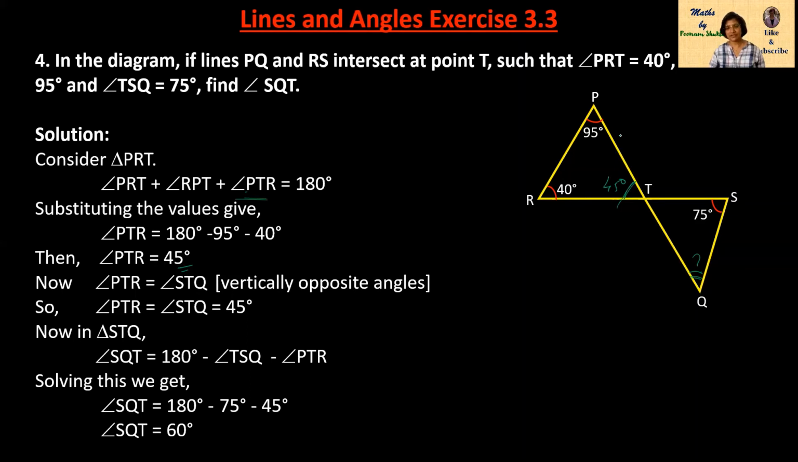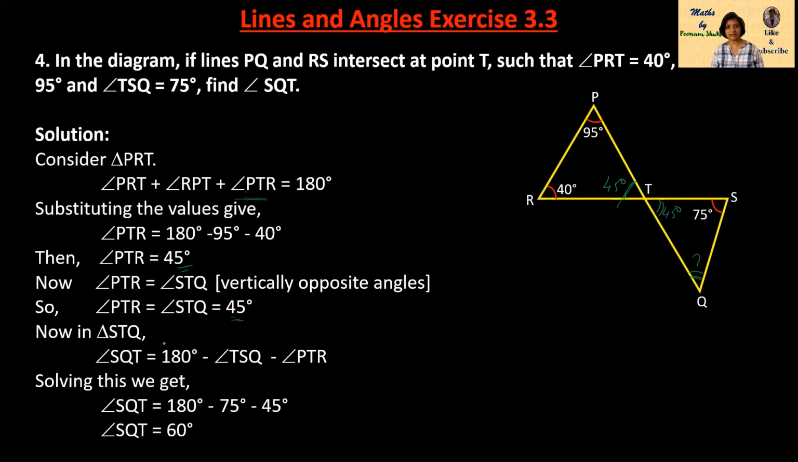Now we see that when two lines are intersecting, these are vertically opposite angles. Vertically opposite angles are always equal if two lines are intersecting each other. So this also will be 45 degrees. Here PTR equals STQ, vertically opposite angles. So this angle also will be 45 degrees, which I have shown here in the diagram.